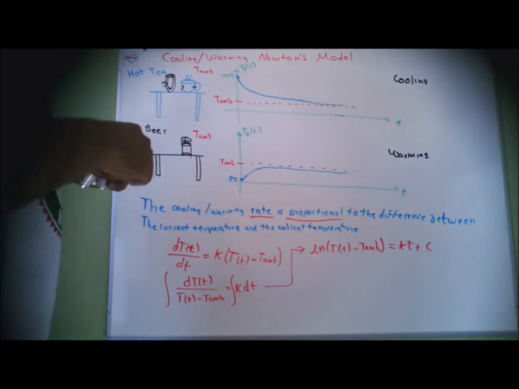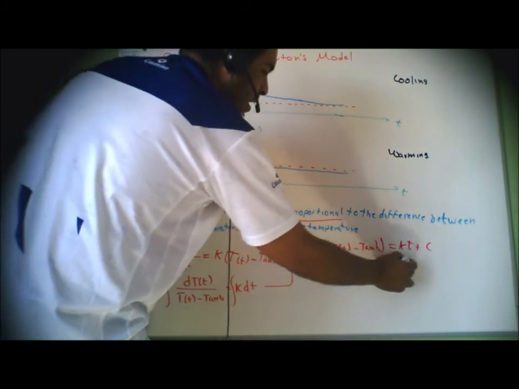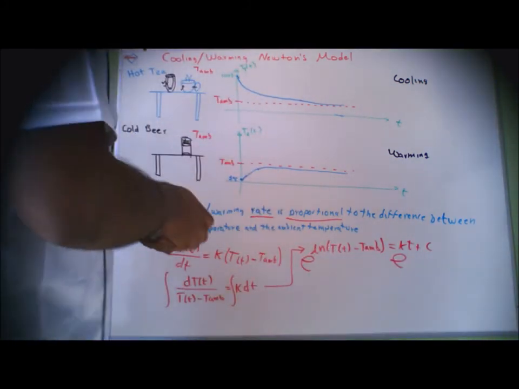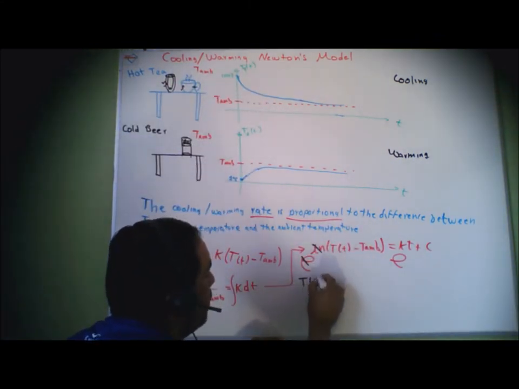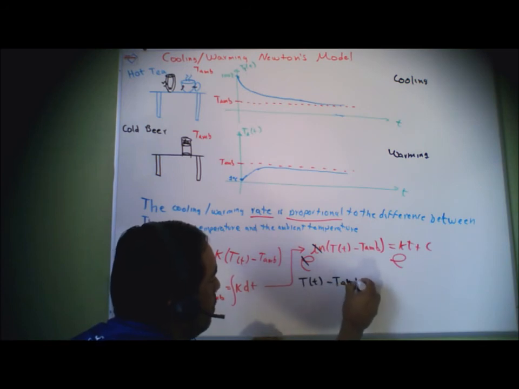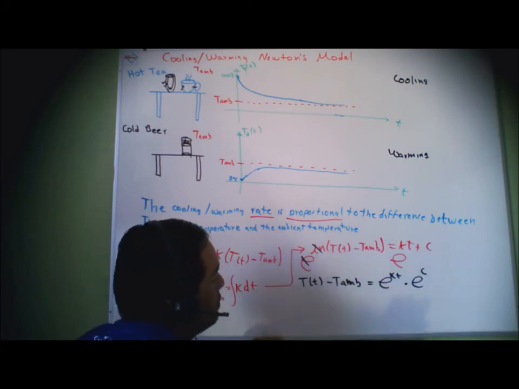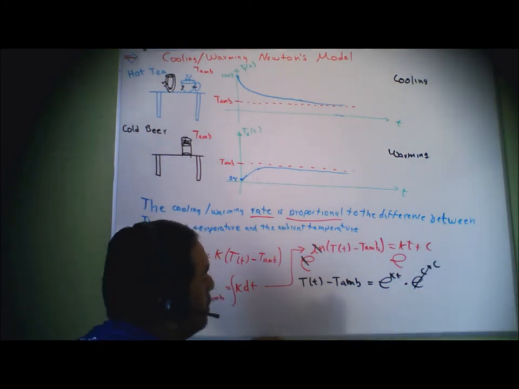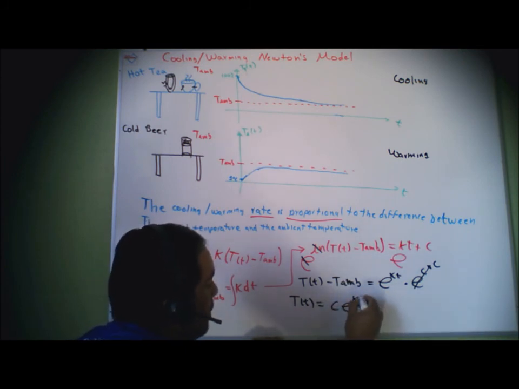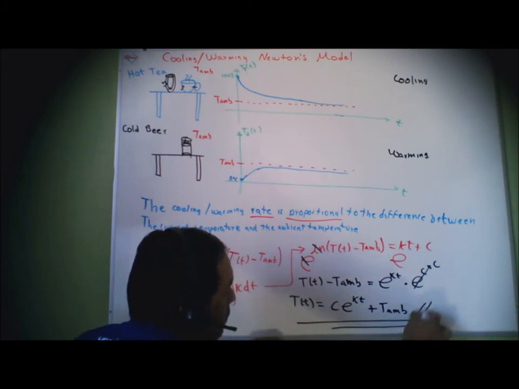In order to clear the temperature, we have to apply exponentials on both sides. If you apply exponentials on both sides, then this and this cancel, so what you have is T of t minus T ambient equal to the exponential of kt plus the constant, but I'm going to write it like this, exponential of the constant, which is the same. Now, the exponential of a constant is still a constant, right? So T of t is equal to, moving this to the other side, the constant times exponential of kt plus the ambient. And this is the model solution.